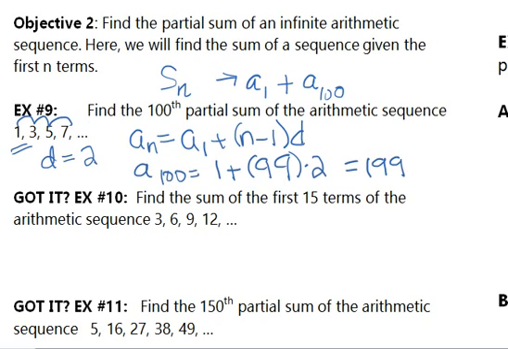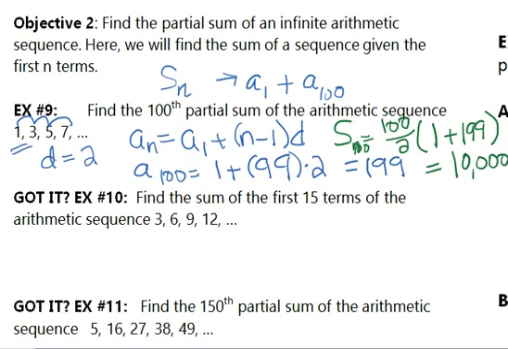But we are looking for the sum of the terms all from 1 to 199. So we need to use our new equation of s sub n, and n is 100. So I'll just go ahead and denote that. Wherever I see an n, I'm putting 100. We know our first term to be 1 and our last term as 199. And crunching out the numbers, the sum of the first 100 odd numbers, the 100th partial sum, is equal to 10,000.